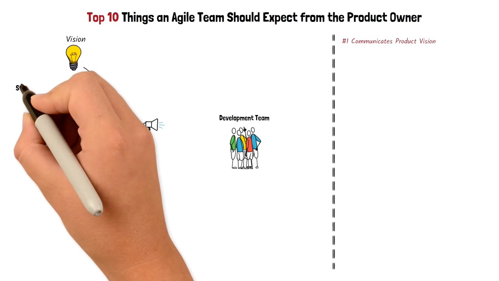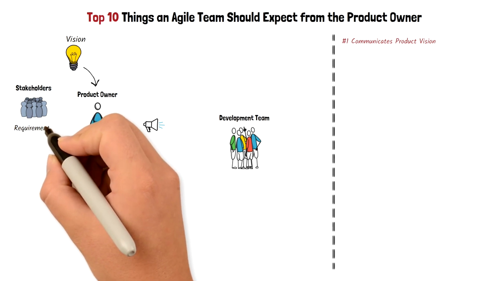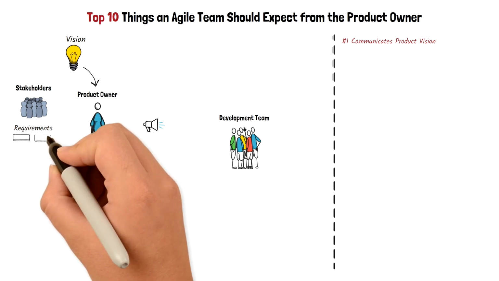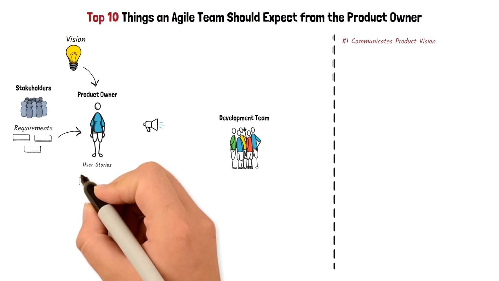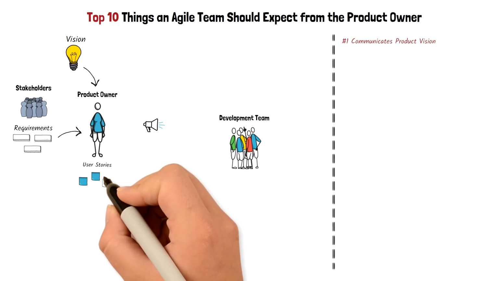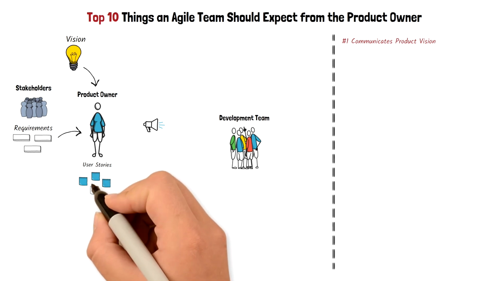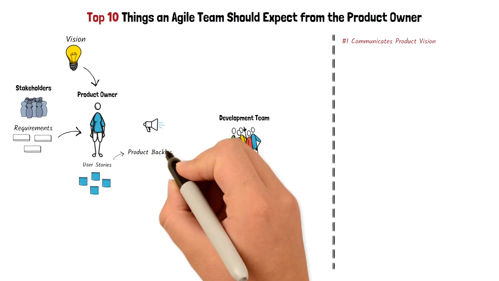The product owner will collaborate with the stakeholders and users of the product to understand the product requirements. The product owner will transform these requirements into user stories. In the digital world, a user story is a short description of functionality for a digital product from an end user perspective. These user stories will form the product backlog.